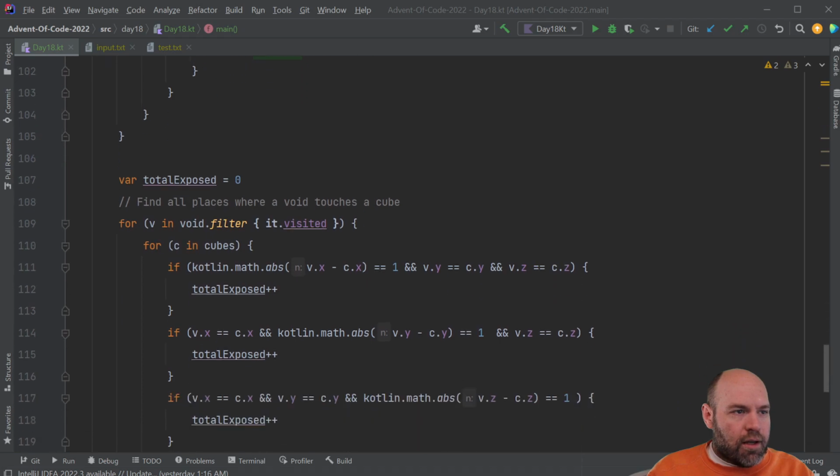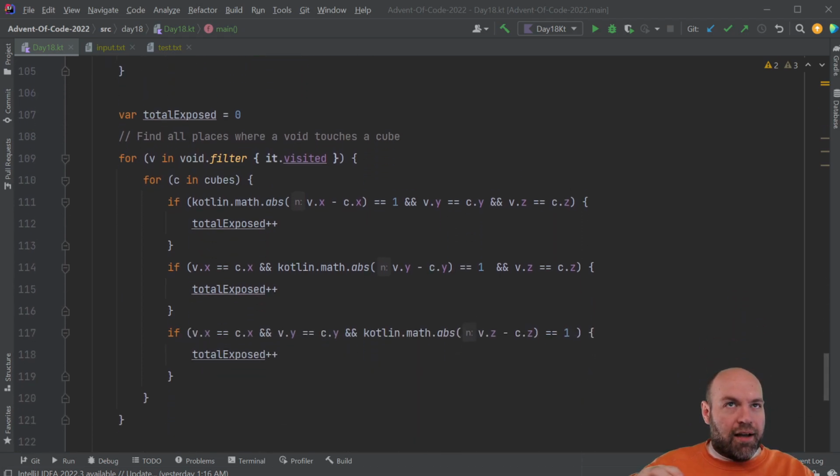The next part is that now that gives us a shell, and we need to find what parts of that shell touch rocks that we have already added. So basically I loop for v in void.filter visited, which ignores the areas that we can't see from the outside. Then for every pair of void cube and rock cube, we see if they touch. If they touch on the X face, the Y face, or the Z face, then we count it as exposed.